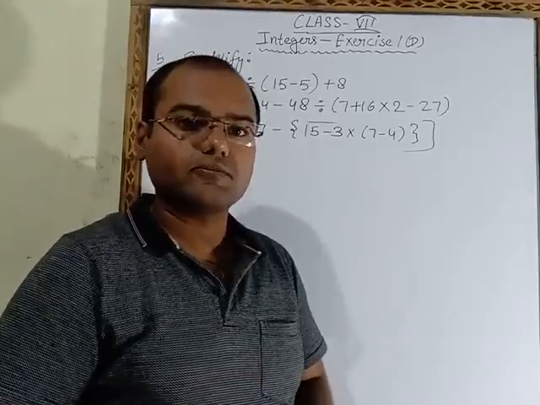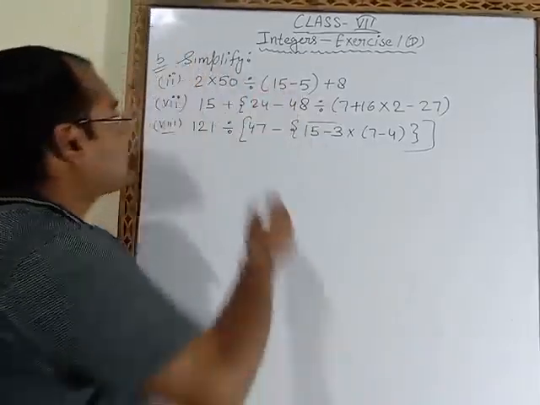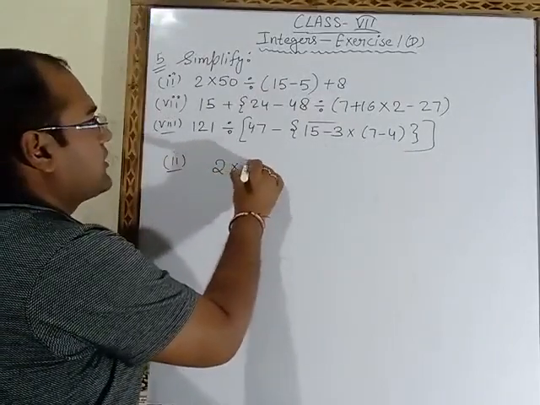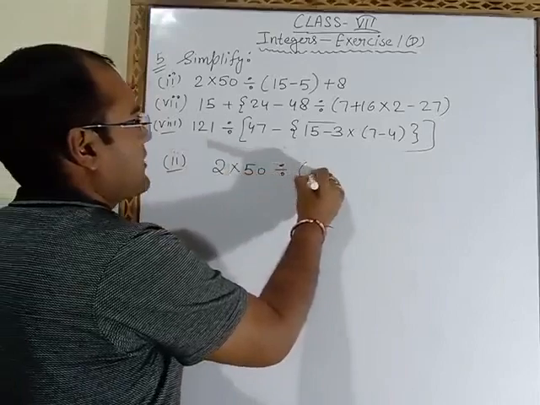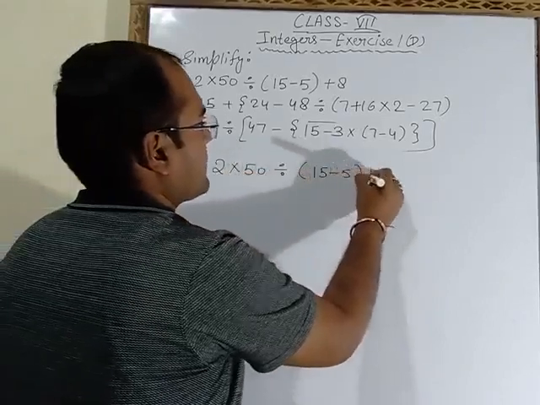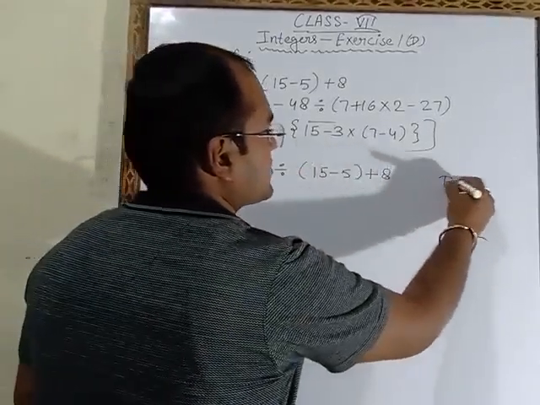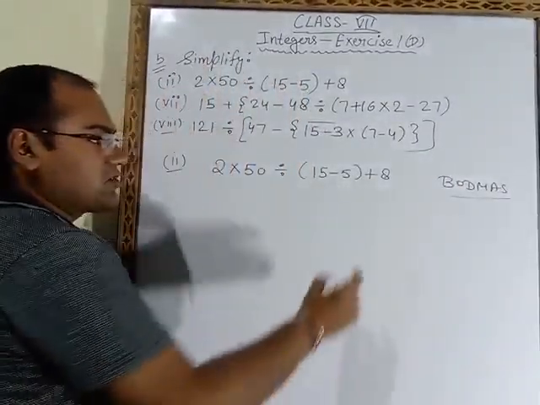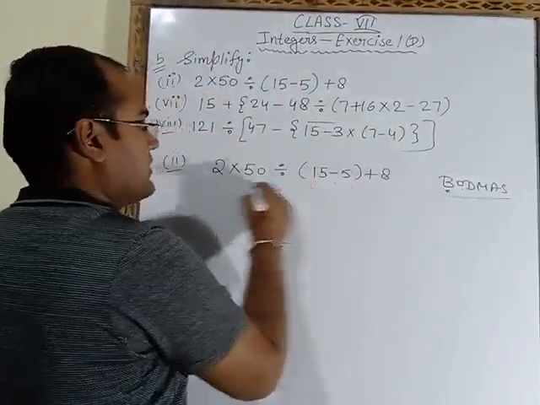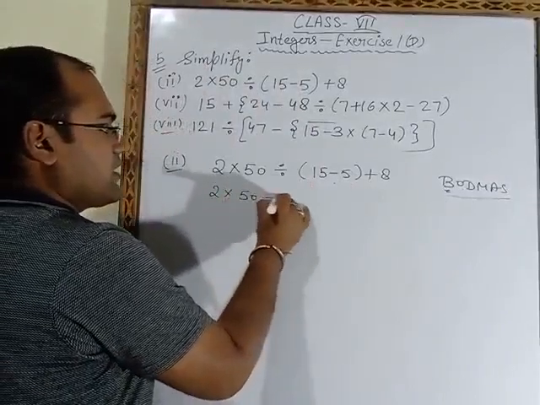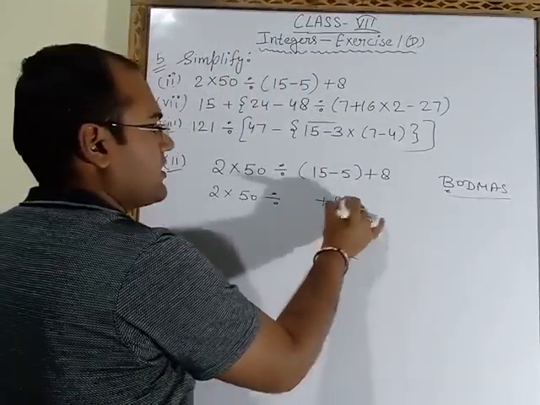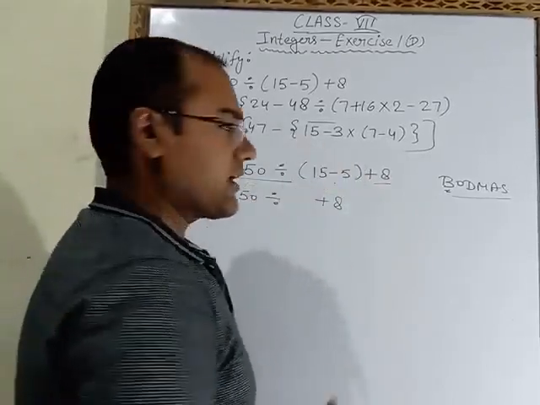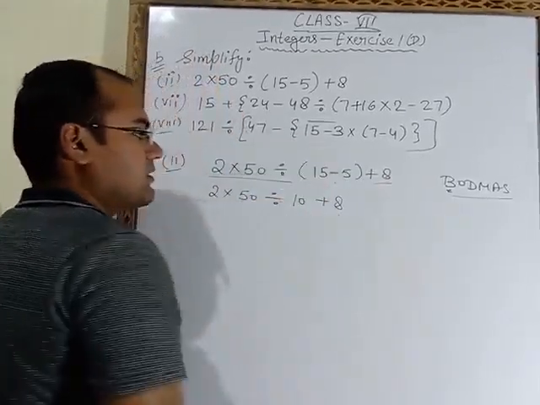Now see 5th question. First part, simplify. Part number 7. 2 into 50 divided by bracket 15 minus 5, plus 8. So in such questions you have to use BODMAS. So first of all we have to solve the bracket, this one. So 2 into 50 divide, plus 8. Rest of the things we have to write as it is. First of all we will solve the bracket. 15 minus 5 will be 10.